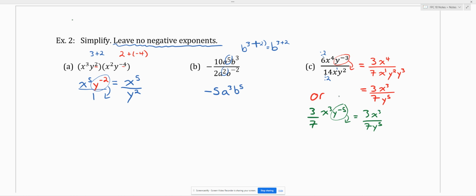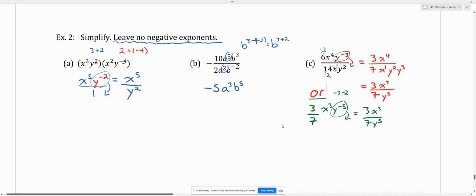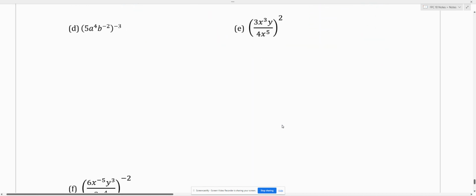Remember, this -5 came from -3 minus 2. I was just doing subtraction of the exponents. So whichever way made more sense to you there, I hope that wasn't too confusing, but you got choices. Generally, my go-to is when you have a negative exponent, just move it. Then you don't have to deal with subtracting and adding negatives. It's a little bit easier. So let's try a couple more.